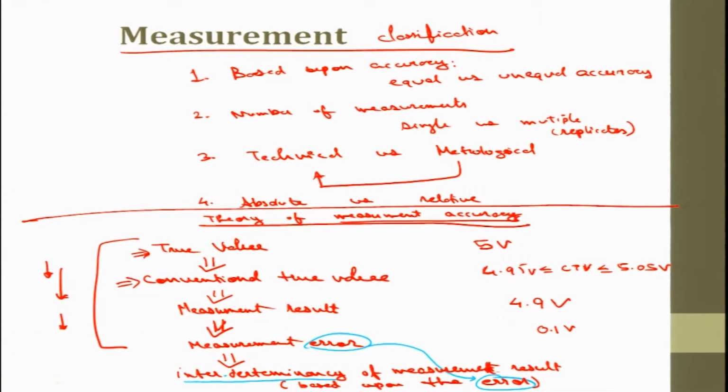As we discussed, true value, conventional true values, obtained measurement results have some errors. Those errors are used to determine the indeterminacy, or to obtain some inference. So this is the indeterminacy of measurement results based upon errors, which gives us some interpretation about the results, to what extent our results are correct.